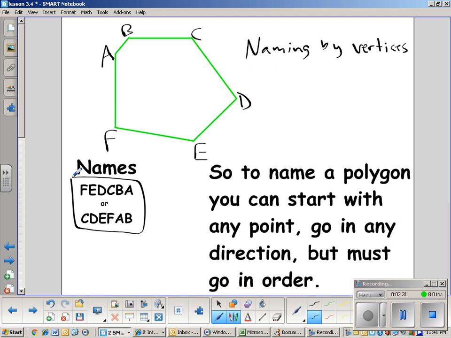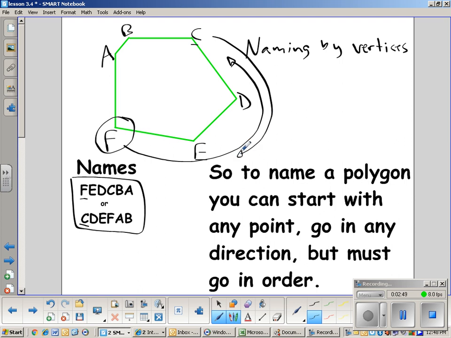The key is no matter where you start, if I choose to start at F, and I choose to go this direction, I have to go all the way around, in order. If I choose to start at C, and I choose to go this direction, that's okay also. I just have to go all the way around in order. So to name a polygon, you can start with any point, you can go in any direction, but you must go in order.